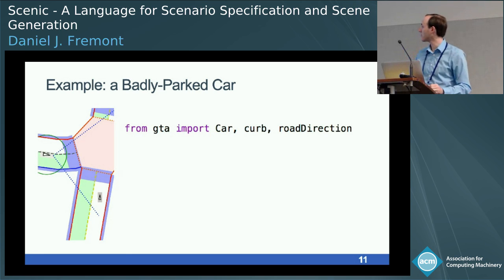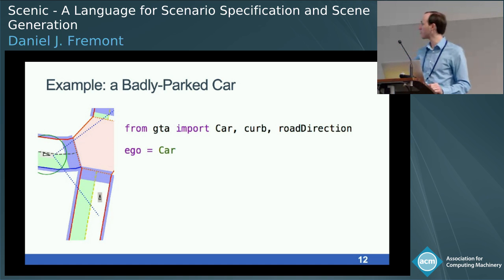So the first thing I'm going to do is import from a library everything specific to our car case study. Scenic is not specific to autonomous cars, it just knows about geometry. So we wrote this library, GTA, for that video game that we're doing our case study in, that defines the class Car, so this is a type of object, the curb, which is a region, that's another primitive data type in Scenic, here describing the red lines in the image, so where the curbs are in the simulated world. And the road direction is a vector field, that's another primitive type, defining at every point on the road what the nominal traffic direction is.